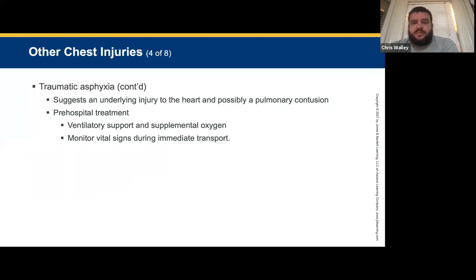Suggesting underlying injuries, possible heart, pulmonary contusion. Provide ventilatory support, oxygen. Most of the time, these are deceased. By the time you see them, they're done. We can't do anything. They're dead. I'm sorry. That's it.